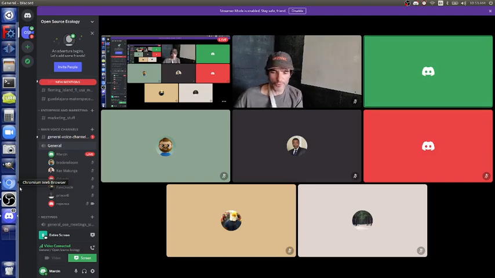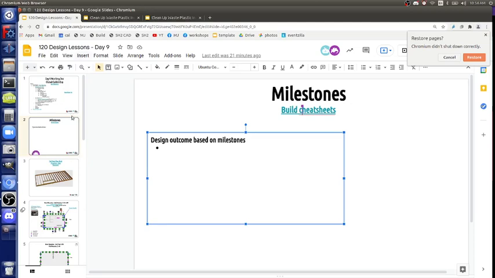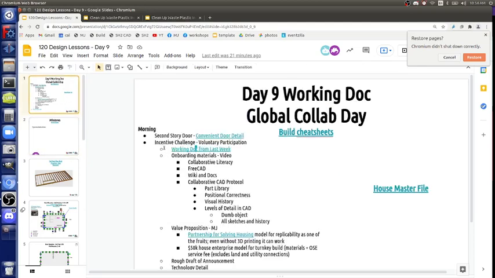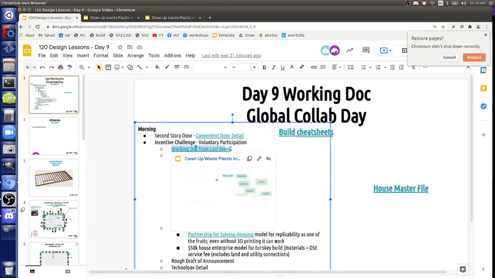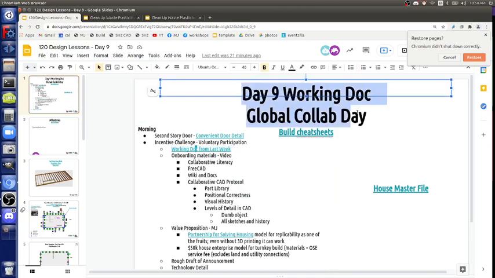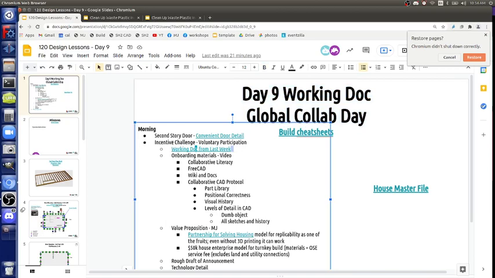It's the one. Which one? Where we were all just writing in for EOS. That's linked on the first page, the day nine working doc from last week. Yeah, on the day 9 and the working doc today. The working doc from last week under incentive challenge.